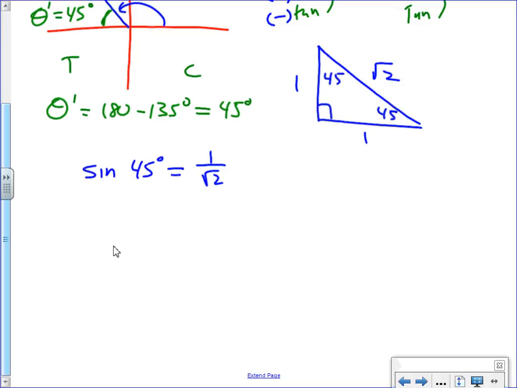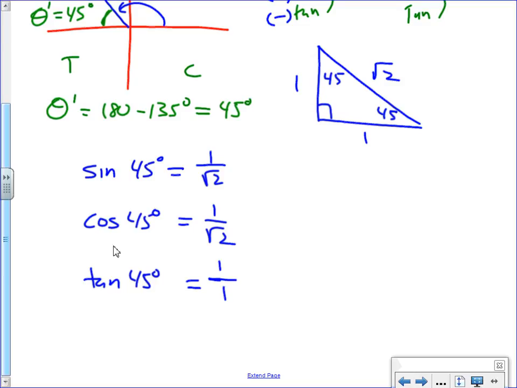Sorry. So the cosine of 45 is equal to, same thing, 1 over root 2. And then the tan of 45 is 1 over 1. Oh, sorry, you're saying negative? Yeah, it's 1 over 1, which is going to be negative, I promise.